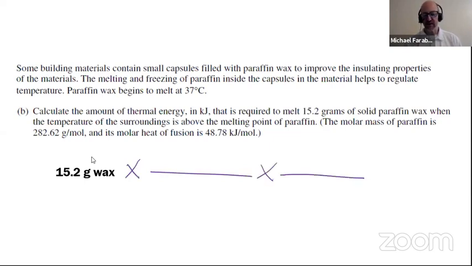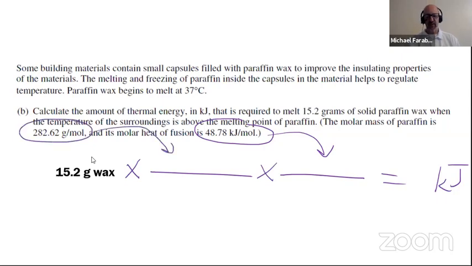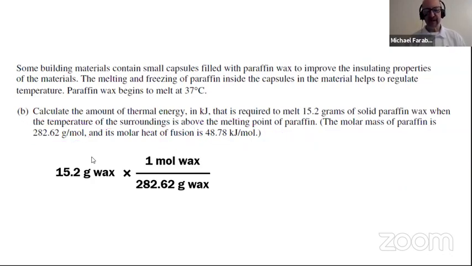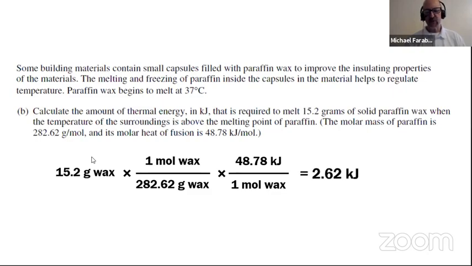from moles to kilojoules. You're already given the molar heat of fusion, that's going to go right here, and you're also given the molar mass, and that's going to go right there. So we're going to go from grams to moles, and then moles to kilojoules. So here's my first step, and there's my second step. And if you do this math, 15.2 divided by 282.62 times 48.78, your final answer in kilojoules, 2.62.